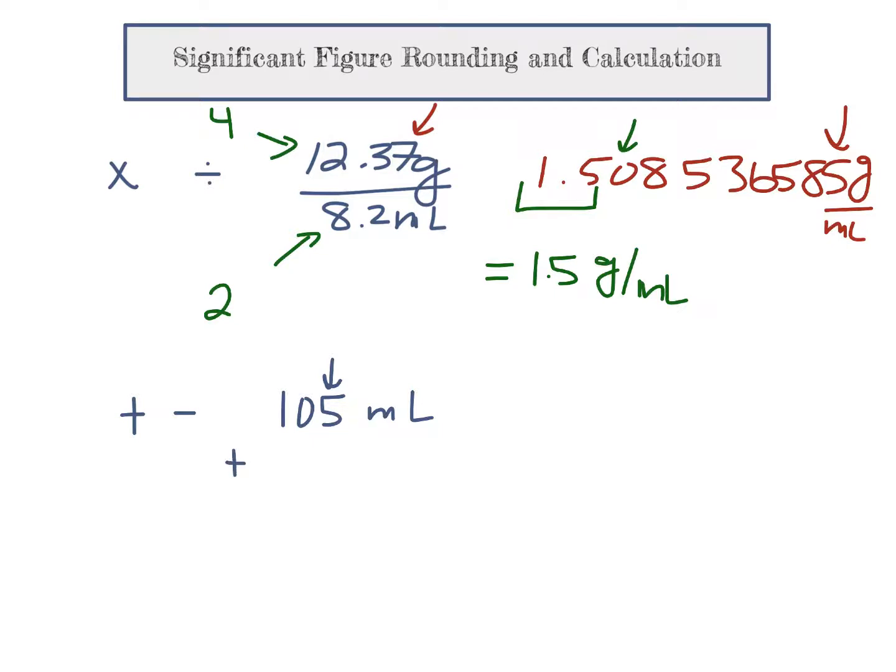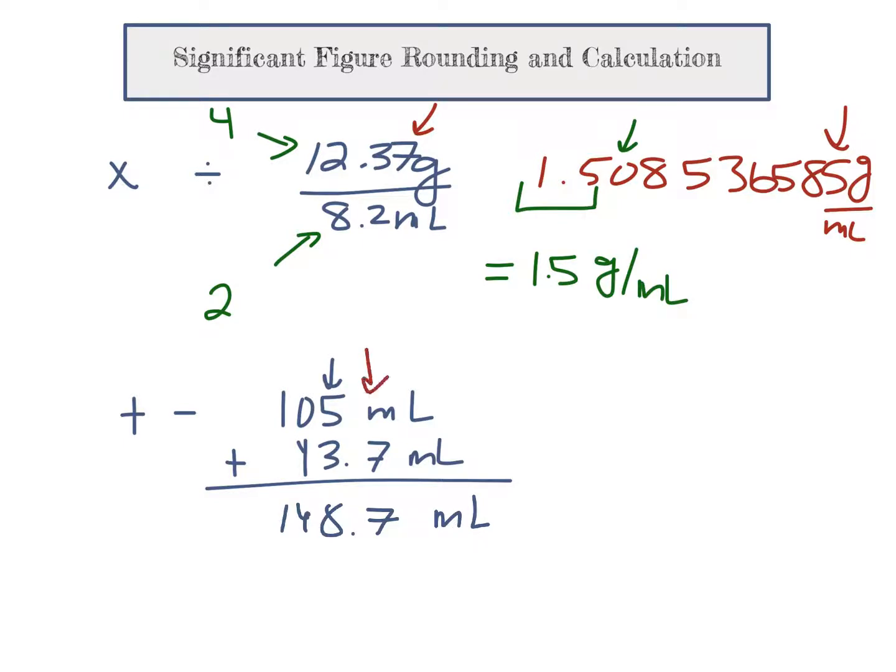Let's say you then added 43.7 milliliters from a better measuring device, where you could tell what the tenths place digit could be. When you add these up, you end up with a number that looks like 148.7 milliliters. Now I can't keep all of these digits because one of my measurements does not have an accurate guess for that last spot. So I'm going to have to chop this number right where I am missing digits.